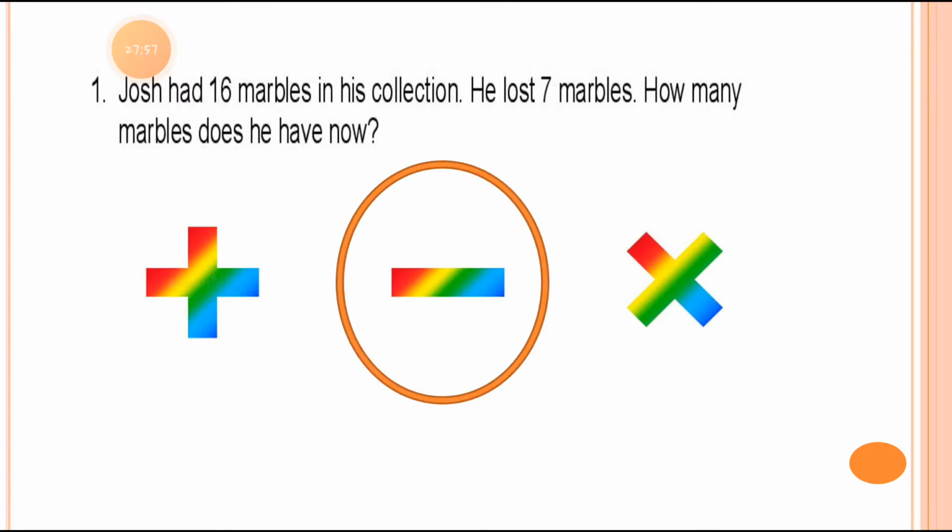We are not going to solve the sum. We are not going to give the answer in words also. We have to just decide what to do: addition, subtraction or multiplication. And after deciding this is subtraction, we have to circle the subtraction sign only, nothing else. After deciding this is subtraction, we have to circle the subtraction sign only, nothing else.